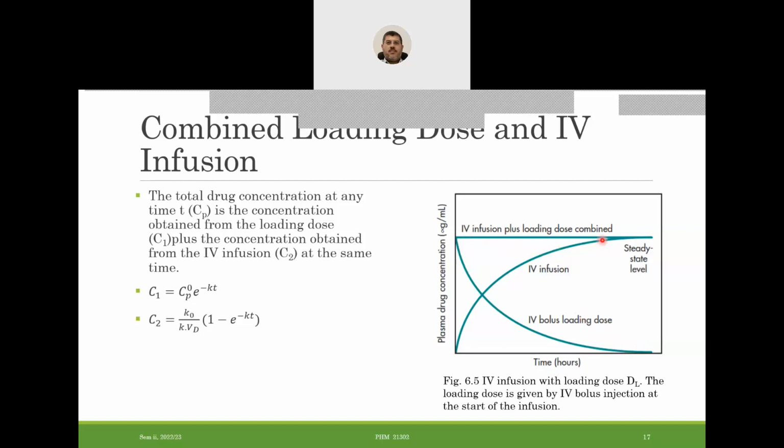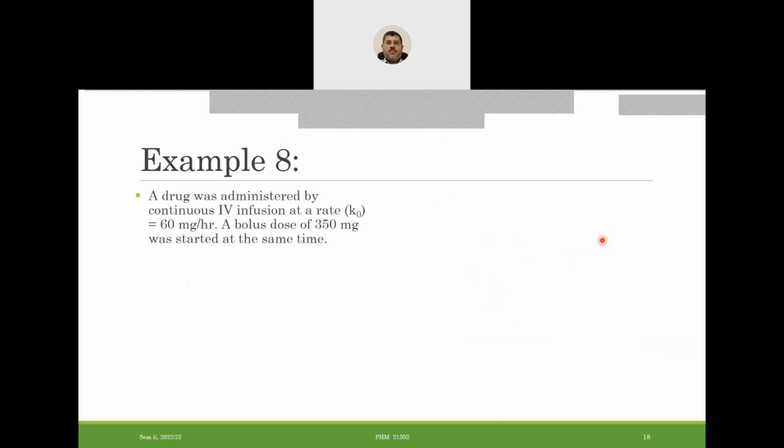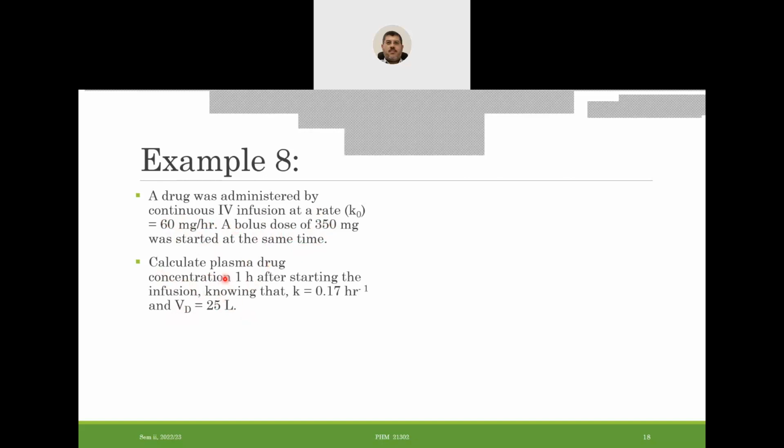This is confirmation of what we just said in the previous slide. Last example: a drug was administered by continuous IV infusion at a rate of 60 milligram per hour. A bolus dose of 350 milligram was started at the same time. Calculate the plasma drug concentration 1 hour after starting the infusion, knowing that K is 0.17 hour to the power minus 1 and VD is 25 liters. So here I have the infusion rate and the loading dose, started at the same time.